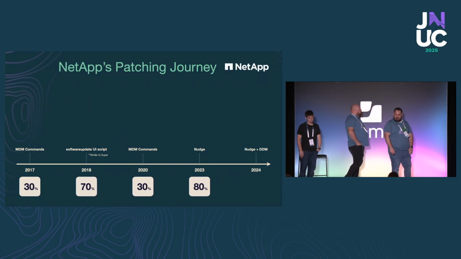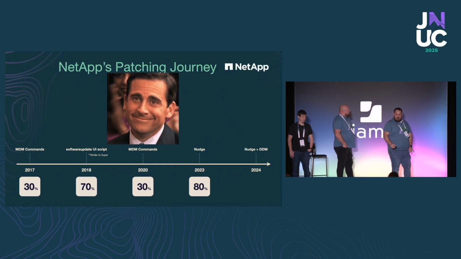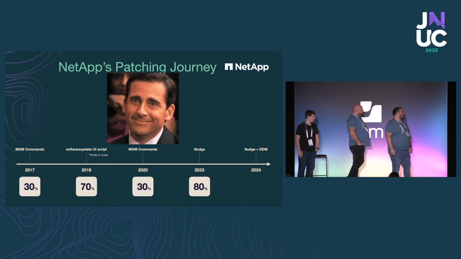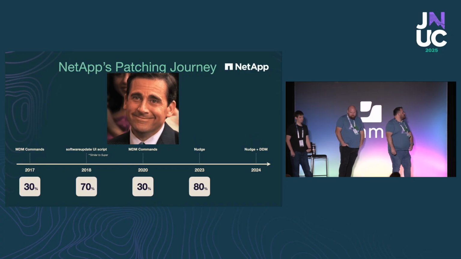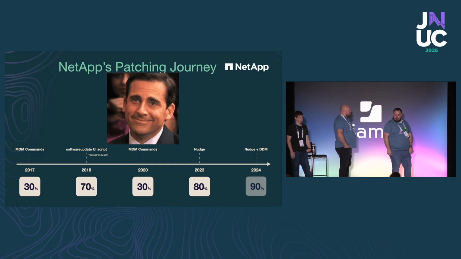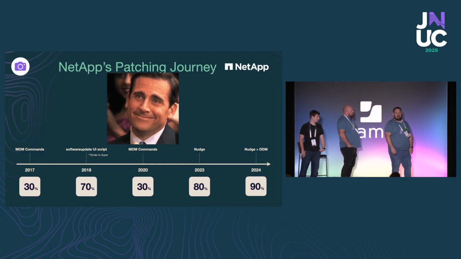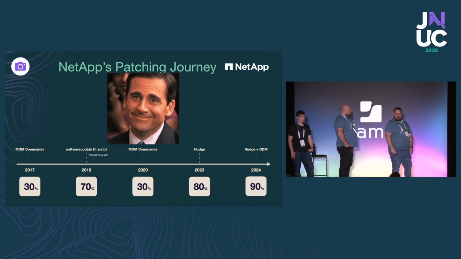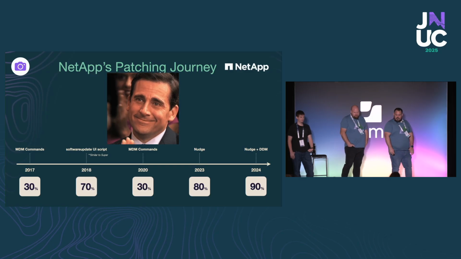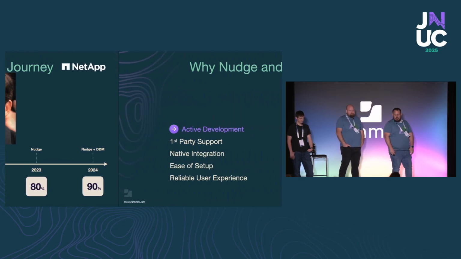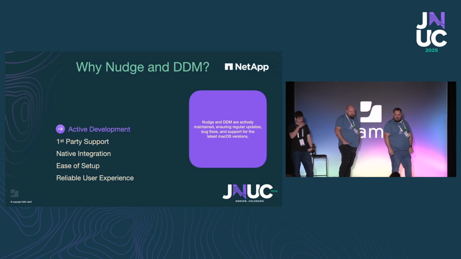And then now, 2024, we still use Nudge, and we actually include DDM as part of that. And the two pairings have just worked so well for us. We get close to about 90% adoption within about 2 to 4 weeks, which is really quite incredible. And we feel that those two tools work really well. So why did we choose Nudge and DDM?